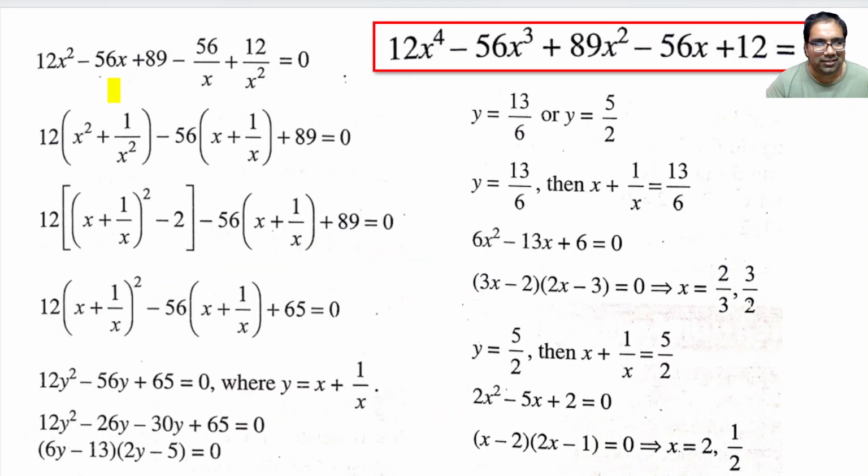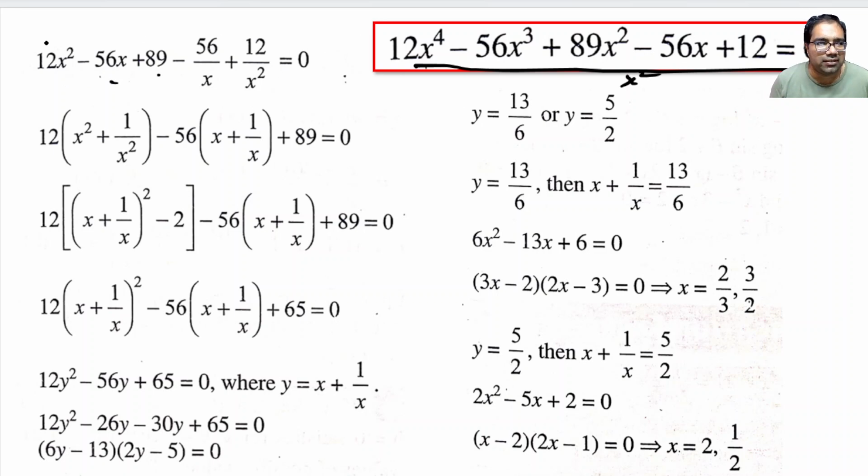How? Let us see, like this. If we divide this entire expression by x square, on both the left hand side and right hand side, what will this become? This will become 12x square minus 56x, because x cubed by x square is x, and then x square by x square will become 1. So basically we are dividing by x square on both sides. So this becomes 12x square minus 56x plus 89 minus 56 by x plus 12 by x square. Right.